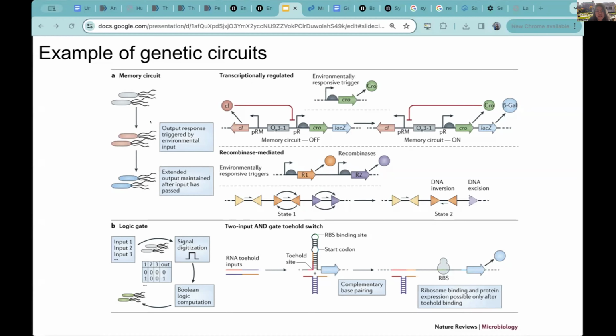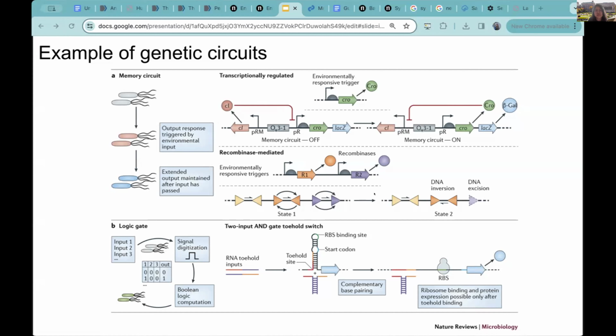In the transcriptionally regulated circuit, for example, if there's an environmentally responsive trigger, it will trigger the transcriptional production of this molecule called CRO. This CRO then inhibits the gene from going to the left, so only the right side turns on. In other words, it inhibits the production of CL, or inhibits the switch from turning off. And the other way around, if the DNA is producing CL, it will inhibit the gene from transcribing to the right, or in other words, inhibit the memory circuit from switching to on. I just thought that's something interesting.